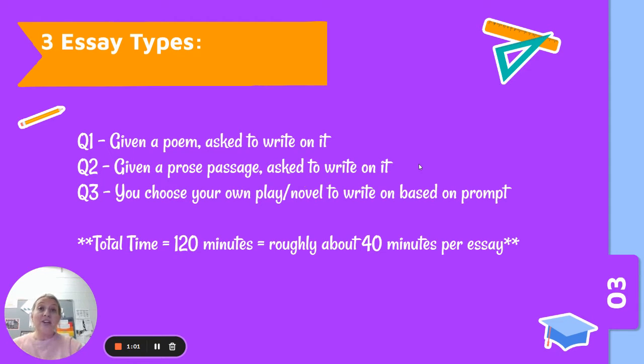So you probably already know by now, and I have a little slide up here for you, that there are three types of questions on the AP Lit test. You will have 120 minutes total, which means roughly about 40 minutes per essay. You hopefully already know that you're always going to have a Q1, which is always going to be a poem. You're always going to have a Q2, which is always going to be a prose passage. And then you're always going to have a Q3, which is going to be the open question where you're writing on a play or a novel of your choice that corresponds with the prompt.